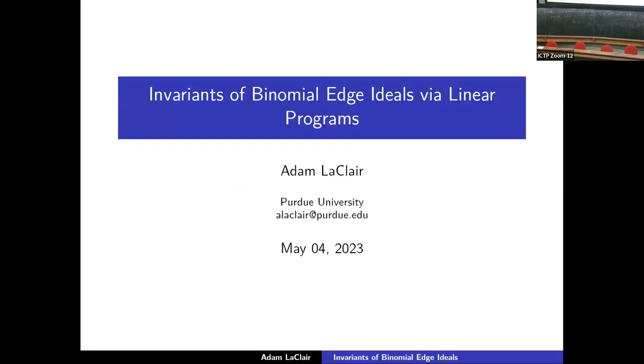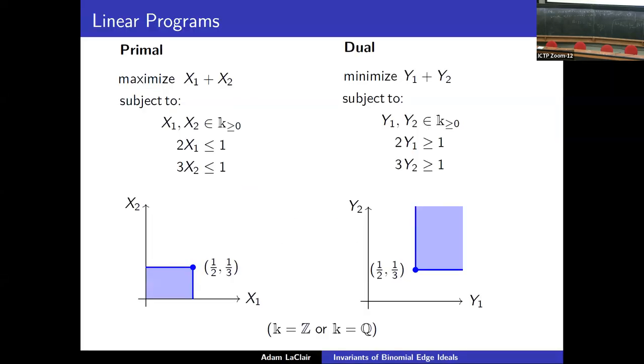Okay. Change gears and tell you about a linear program, and how this linear program relates to F-thresholds. A linear program has a set of linear constraints and a linear function that you want to maximize over the points that satisfy the constraints.